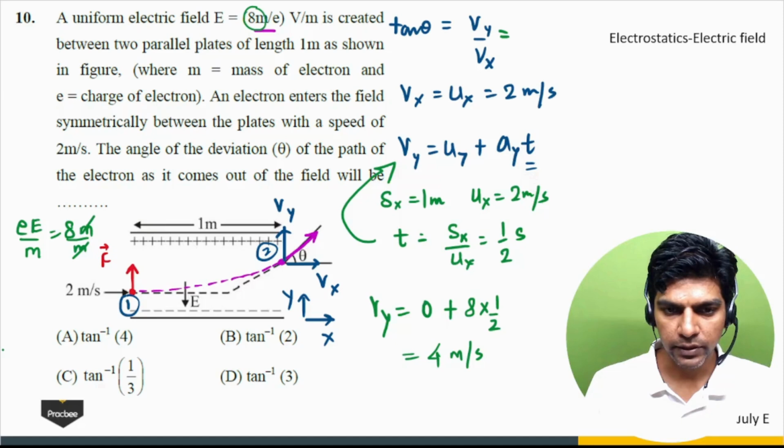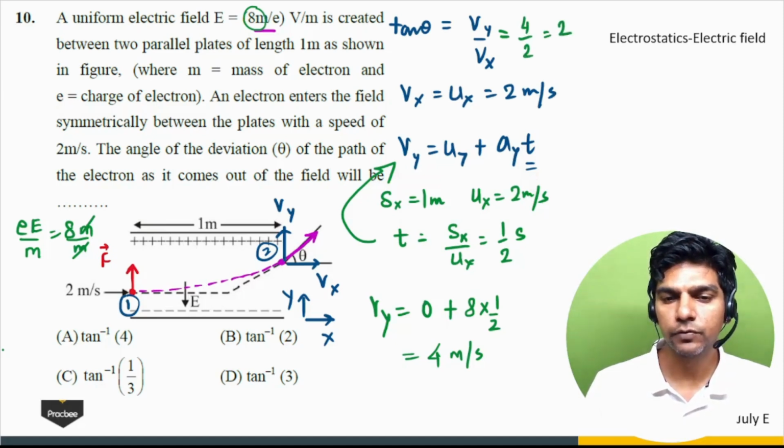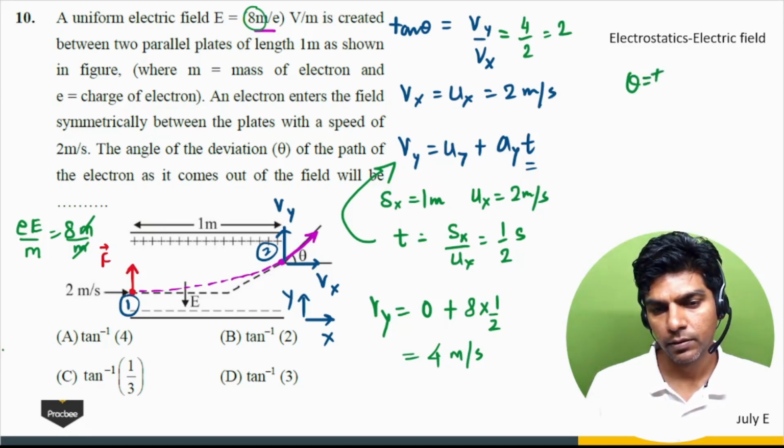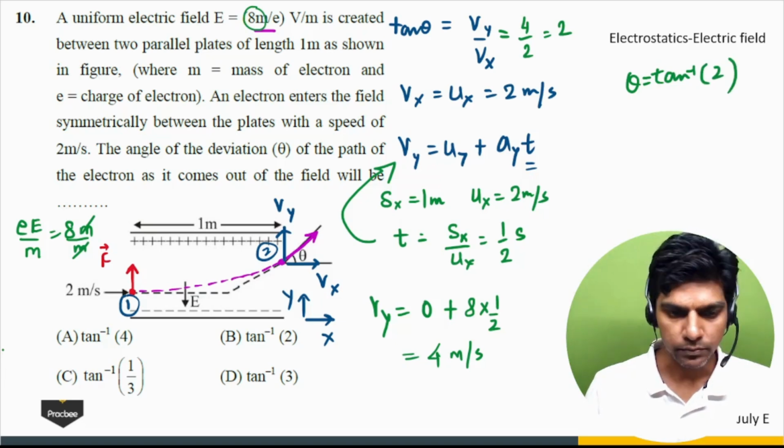So Vy is 4, Vx is 2, so tan theta comes out to be 2. So theta comes out to be tan inverse 2. So option B is the right answer.